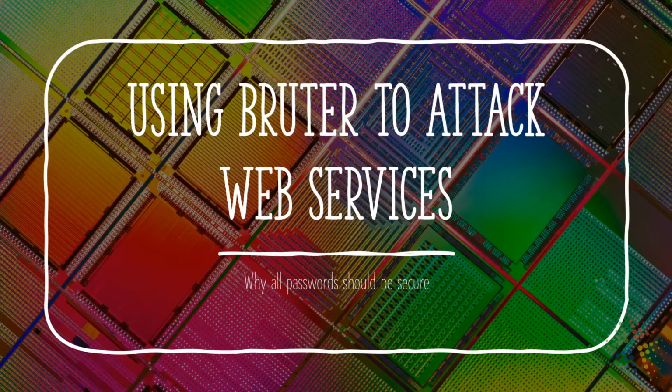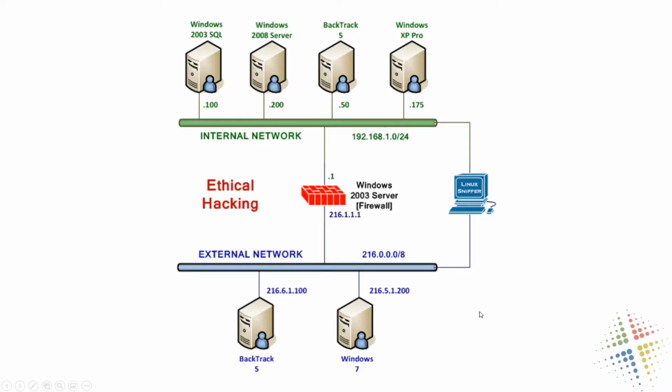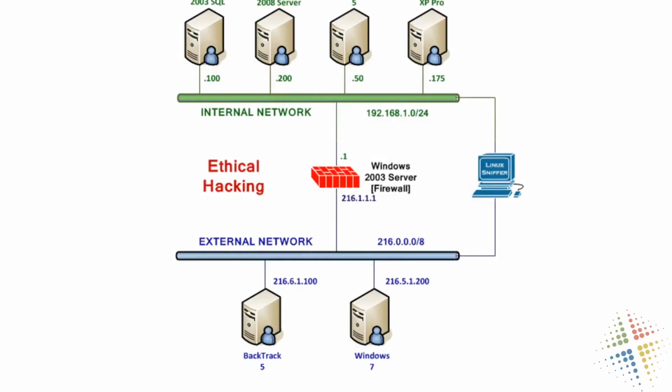So before we go too far into that, let's look at what our network is. Right now we are outside on this Windows 7 machine and we want to attack the internal network. Now we know from our reconnaissance that there is a firewall right here at 216.1.1.1 and it is port forwarding to this Windows 2003 server. So when I attack this firewall, I'm actually attacking this server. So let's take a look at that and see what that actually allows us to do.